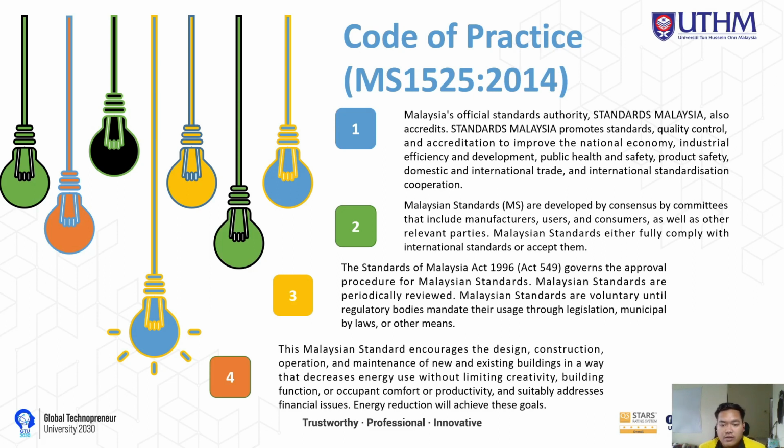Malaysian standards are developed by consensus by communities that include manufacturers, users, and consumers, as well as other relevant parties. Malaysian standards either fully comply with international standards or accept them. The Standards of Malaysia Act 1996 governs the approval procedure for Malaysian standards. And lastly, this Malaysian standard encourages the design, construction, operation, and maintenance of new and existing buildings in a way that decreases energy use without limiting creativity, building function, and occupant comfort or productivity, and suitably addresses financial issues. Any reduction will achieve these goals.